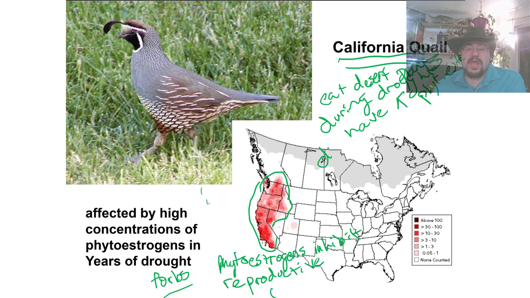Remember, this is only as long as they are eating it. So this goes away once they stop eating phytoestrogens. So the phytoestrogens inhibit the reproductive system. And this is actually pretty cool. The quail doesn't lay any eggs for offspring that would be kind of doomed by the drought. So you're not wasting energy reproducing when there are drought conditions that will drastically decrease offspring survival rates. So that's pretty cool. Phytoestrogens can have a selective benefit. And they do for this California quail.